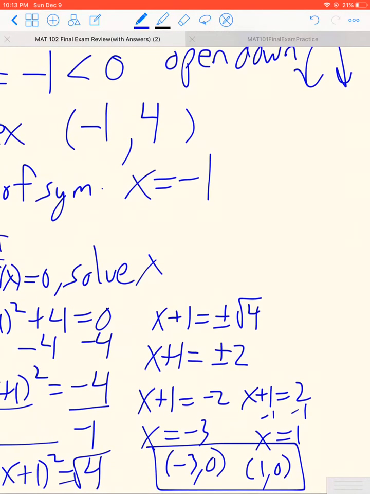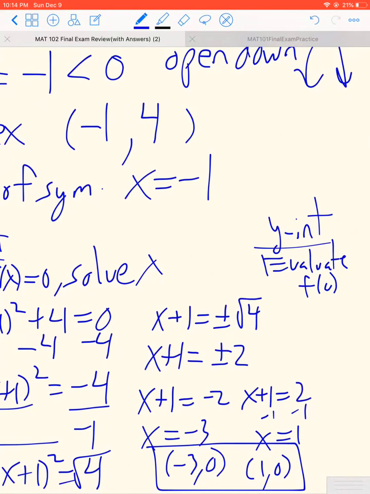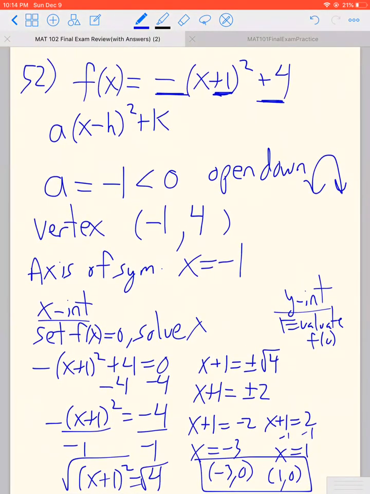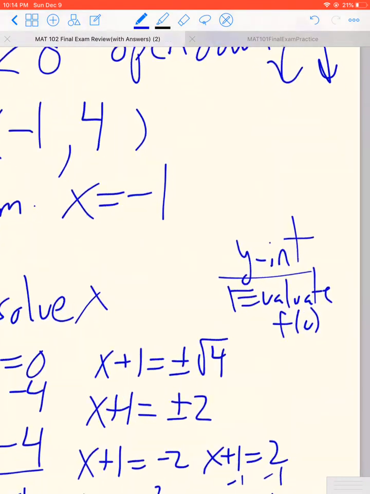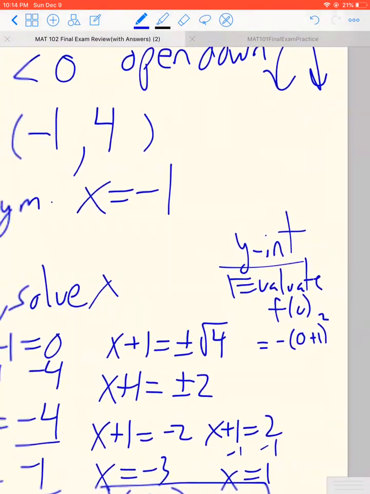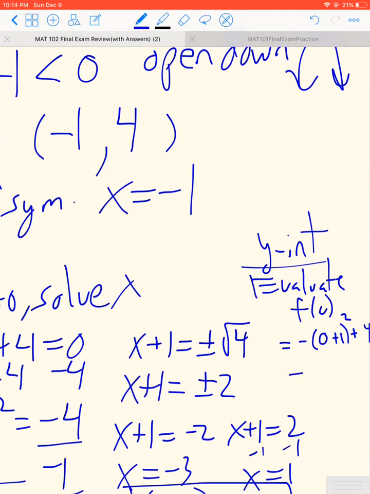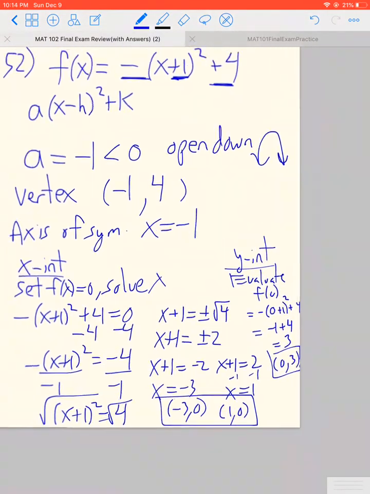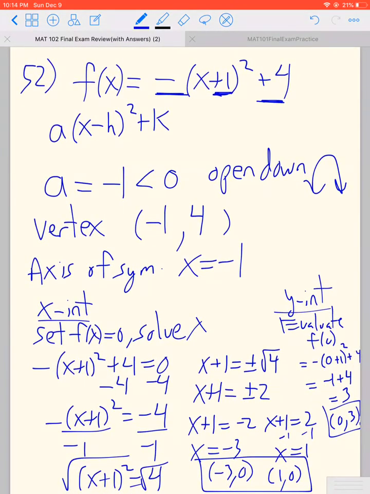To find the y-intercept, this is a little bit easier, just an evaluation. You evaluate f of 0. If I plug 0 into that function, f of 0 is going to be the negative of (0 plus 1) squared plus 4. That will ultimately end up giving us -1 plus 4, which should be equal to +3. So the y-intercept is going to be (0, 3). That should be enough information to go ahead and graph this thing.